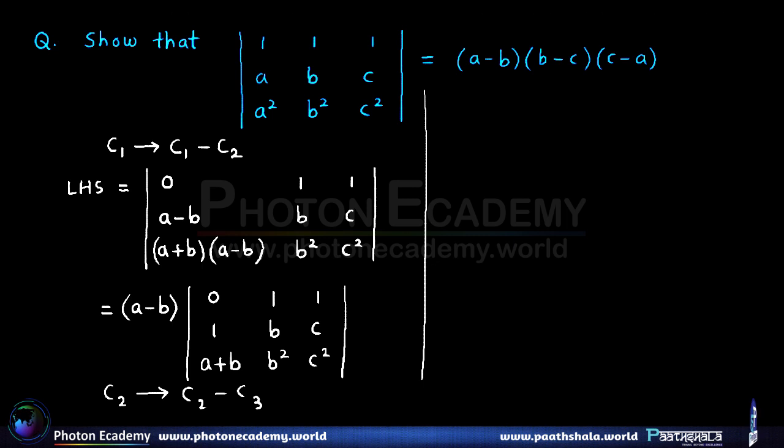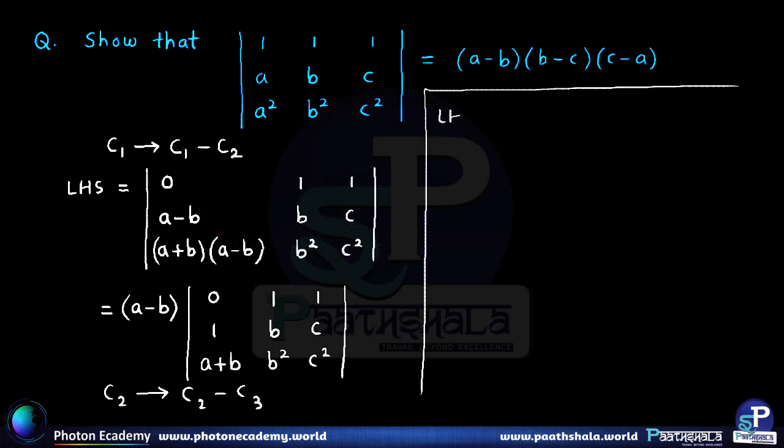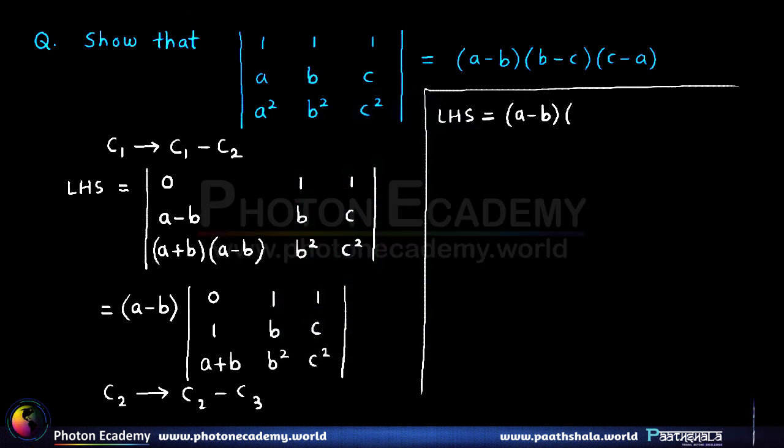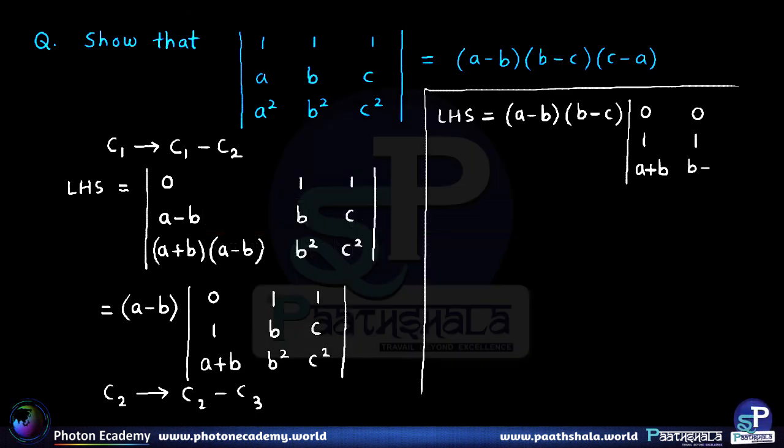So therefore here we'll get LHS to be equal to, we have a factor of A minus B. Now we can move one step ahead and directly write that B minus C, which will have exactly the same analogy as A minus B. So in the first column we have 0, 1, A plus B. In the second column we will have 0, 1, B plus C. And in the third column we have 1, C and C square. Alright.